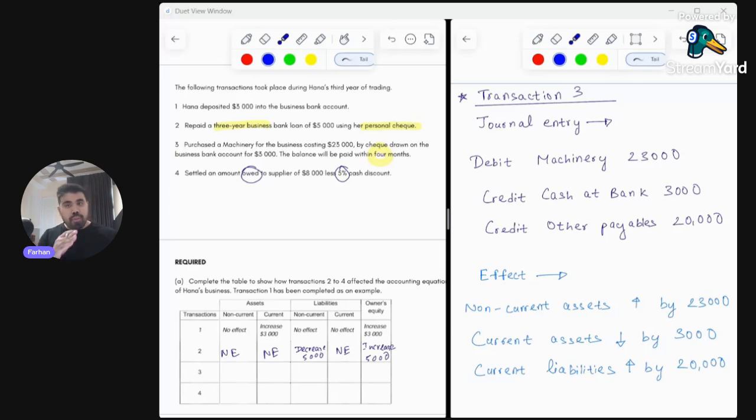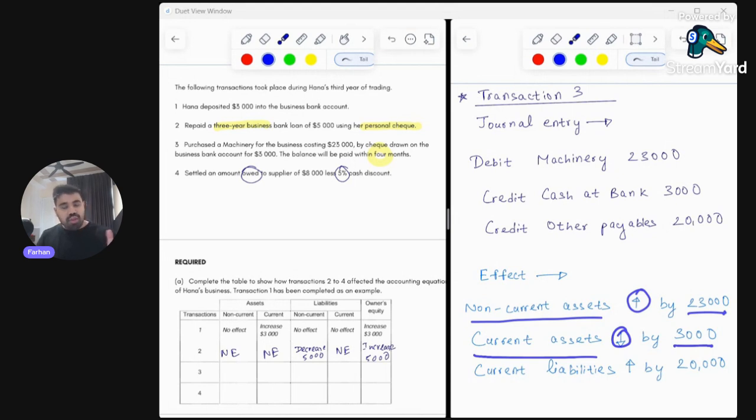Okay. Now, what's the effect on the accounting equation? First of all, when we are buying machinery for a total cost of $23,000, our non-current assets, which we will report in the balance sheet, are increasing by $23,000. We can confidently say that, right? And then we know that we have used $3,000 from our bank account to partially finance this machine, right? So bank account is a current asset account in itself. So when we have used $3,000 from a bank account, it goes down in value, and as a result of which current assets are decreasing by 3,000.